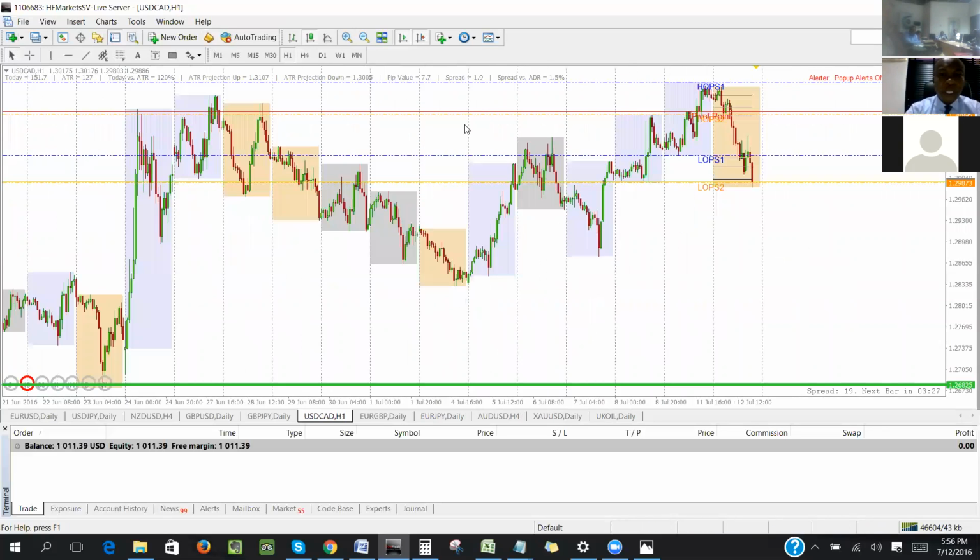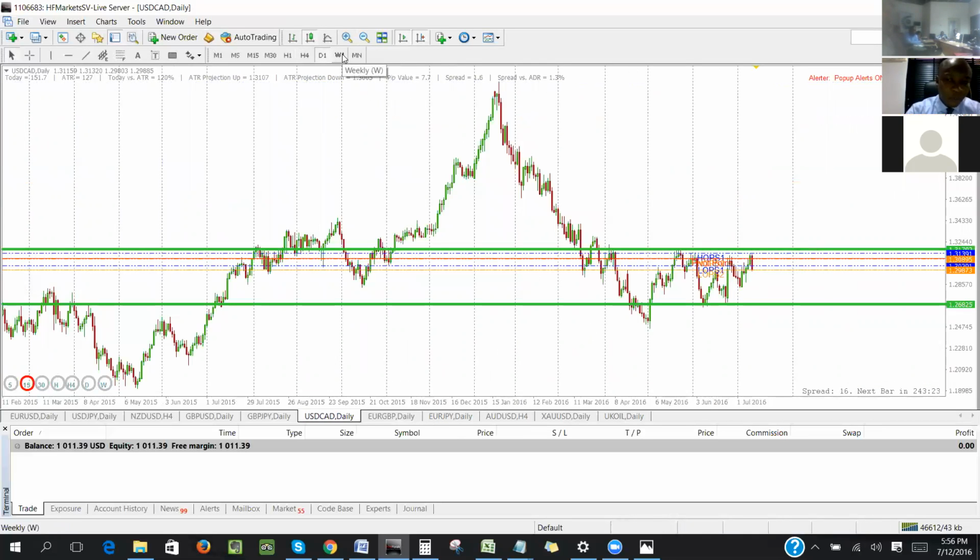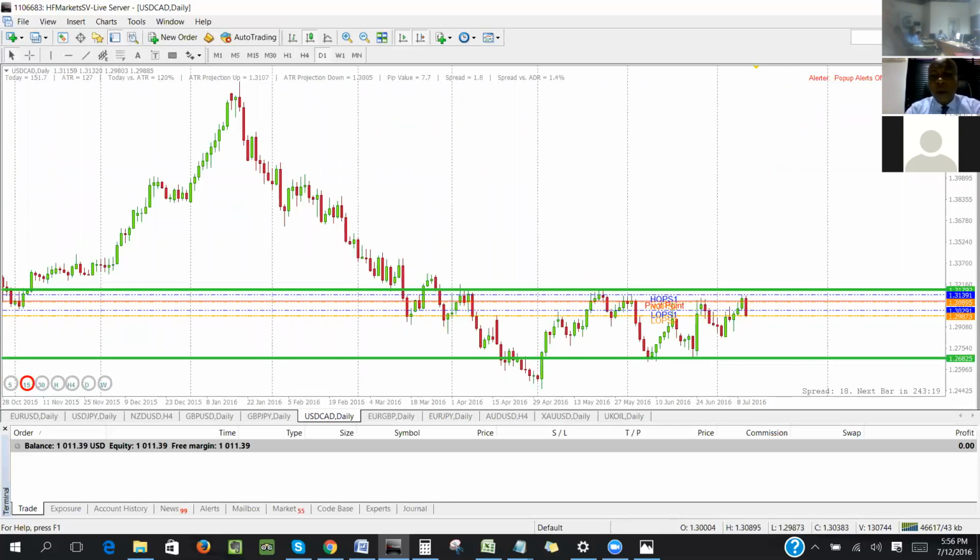Right now, if you want to trade this currency pair, what should be your consideration? As it is now, this is the daily time frame. We want to trade it. What should be our consideration with what we are seeing? There's a level here that price is turning back from. Don't forget that.